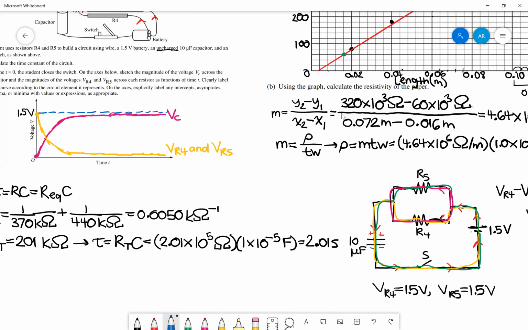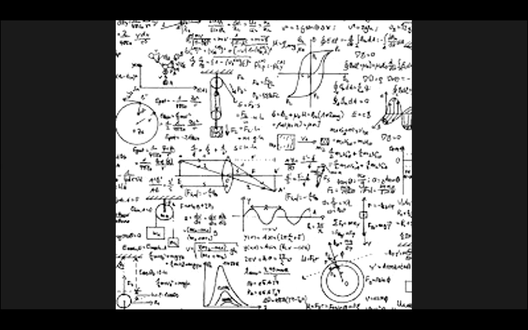Do we have any questions so far, any questions or comments whatsoever on how we found these two graphs? Okay, seeing as there are none, we're going to go back.